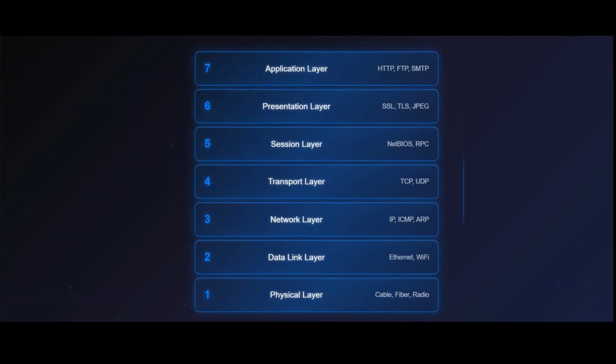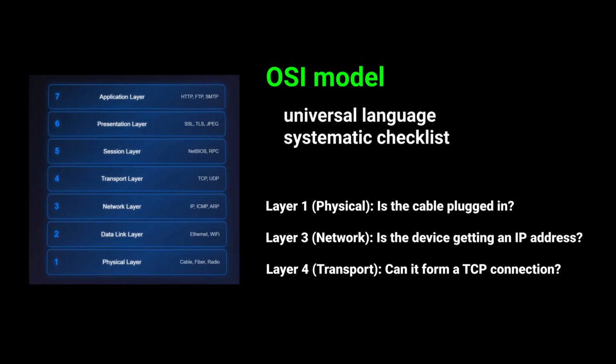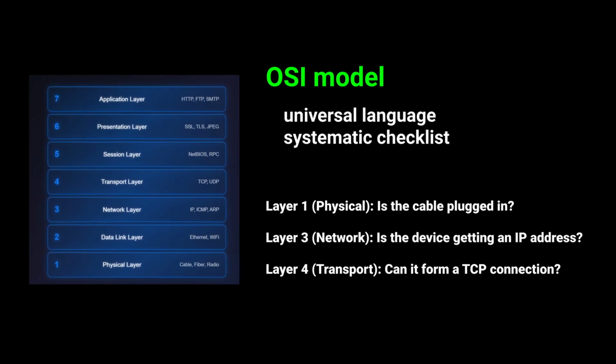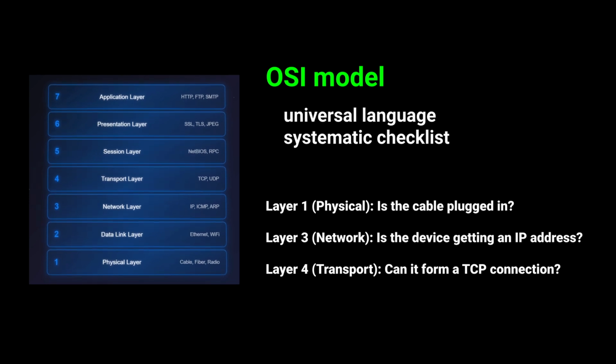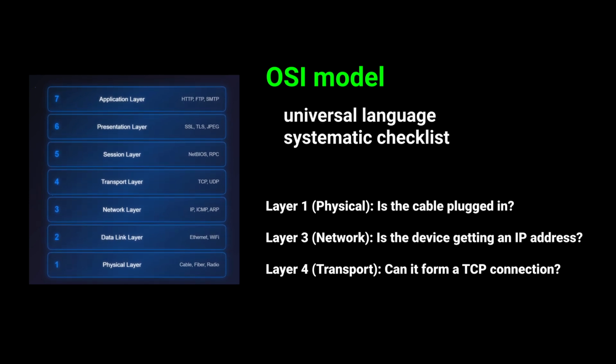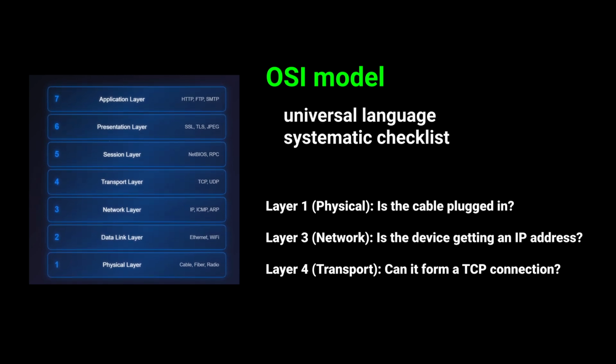So, if the real world uses TCP/IP, what is the purpose of learning the OSI model so thoroughly? Because it remains an incredibly powerful tool for troubleshooting. When something breaks, the OSI model gives us a universal language and a systematic checklist.